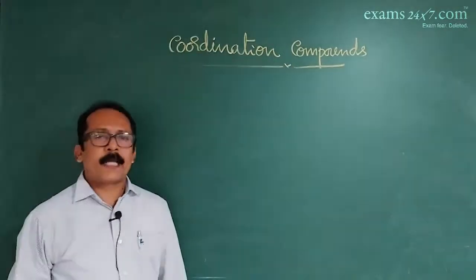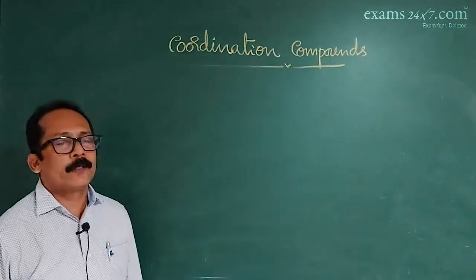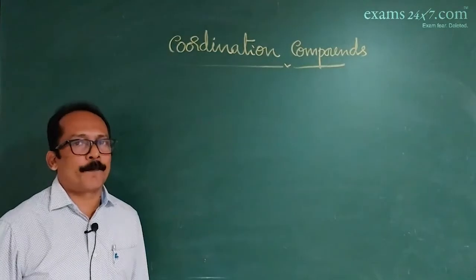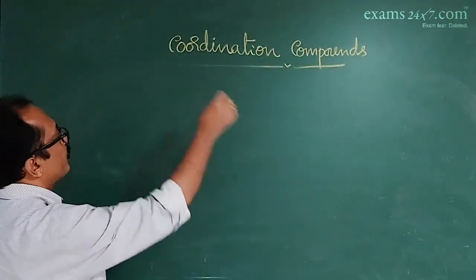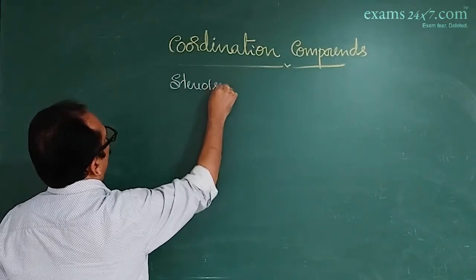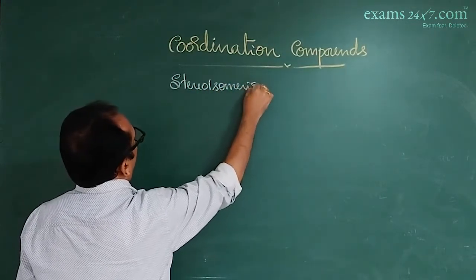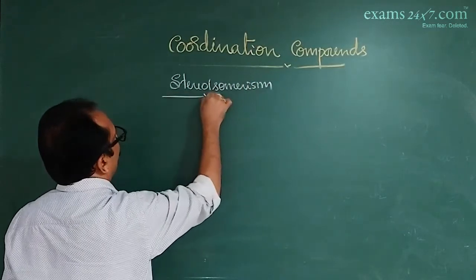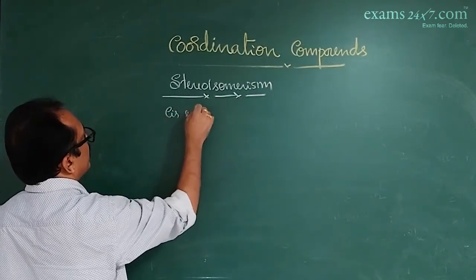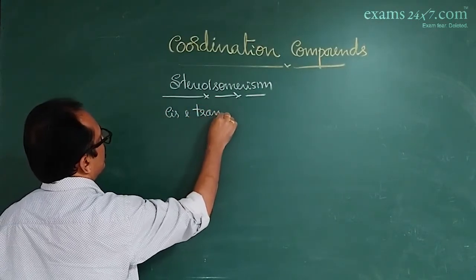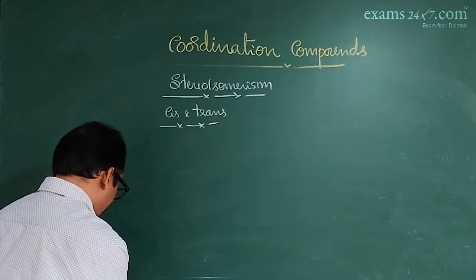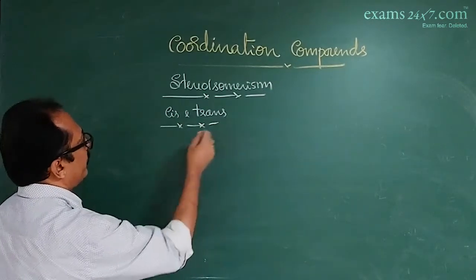Whenever you guess the type of isomerism, the first thing you should look at is the general formula of the complex. Now, about stereoisomerism, first about cis and trans. Just look here. That is in the case of geometrical isomerism.